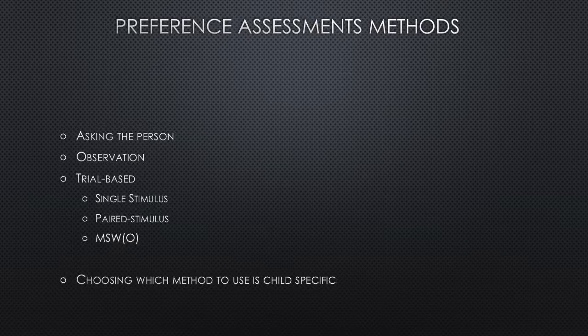Below you'll see a list of a variety of different methods we can use when assessing preferences of a child. We can ask them, we can observe them in an environment that has a variety of preferences, or we could use trial-based preference assessment methods. It's also important to note that you need to understand the child's ability to make choices and what preference assessment would be most appropriate for them. If you do that, then you'll get more accurate and more effective data that you can use later.